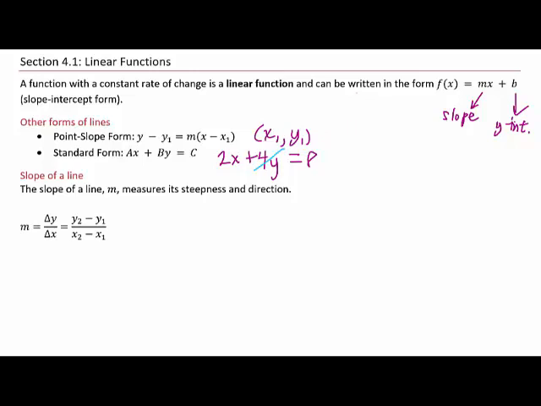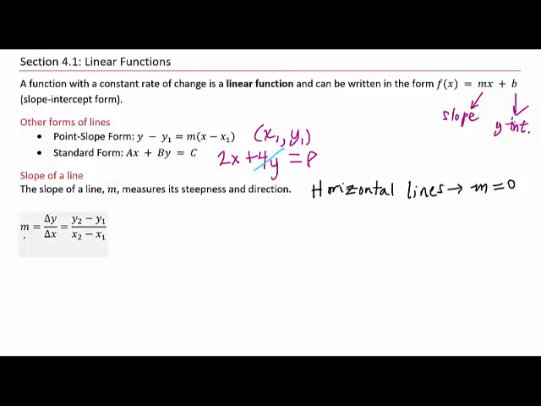Okay, another important formula is the slope of a line, and it measures the line's steepness and its direction. So we can think that first, horizontal lines have a slope of 0. The line is not slanted at all. And then the closer the slope is to 0, the less slanted the line is. And the farther the slope is away from 0, the more slanted the line is.